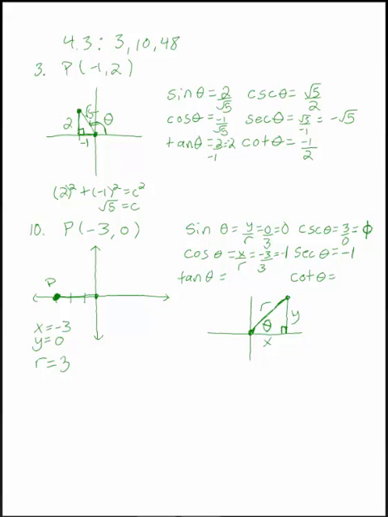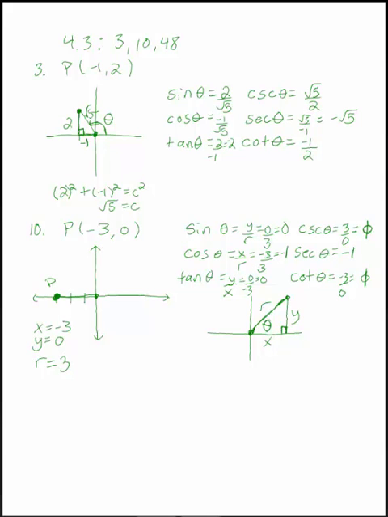Tangent of theta. Looks like that's going to be y over x. So for tangent of theta for point P, it's going to be 0 over negative 3, which is 0. Cotangent of theta will be negative 3 over 0, which is undefined. So I found the 6 trigonometric functions of theta.